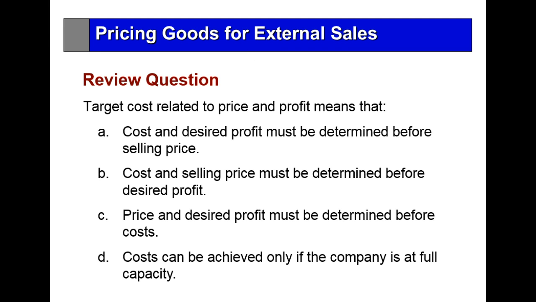Target costs relate to price and product, which means that cost and desired profit must be determined before selling price. Or, cost and selling price must be determined before desired profit. Or, price and desired profit must be determined before costs. Or, costs can be achieved only if the company is at full capacity. What do you guys think?